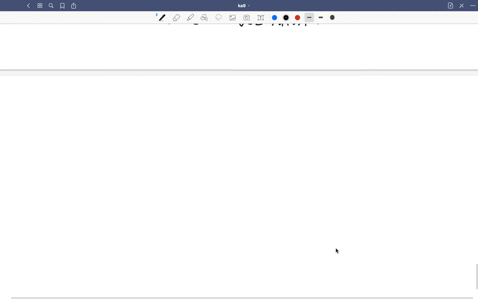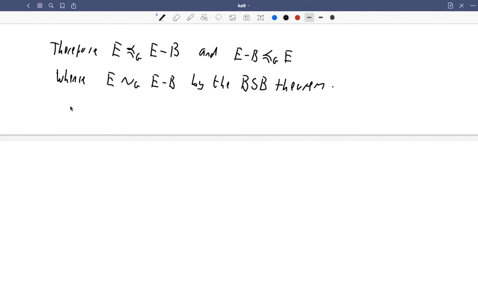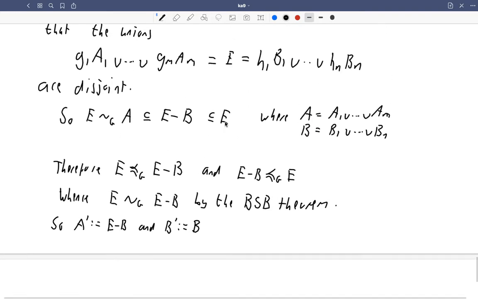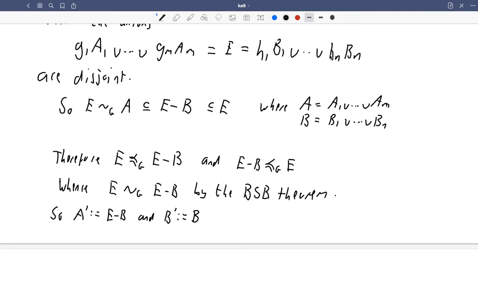So I think we can finish on this sheet of paper. If we define A prime to be E minus B and B prime to be B, we already have that B, this is a disjoint union, that B is equidecomposable with E, and we've now got that E minus B is equidecomposable with E as well.